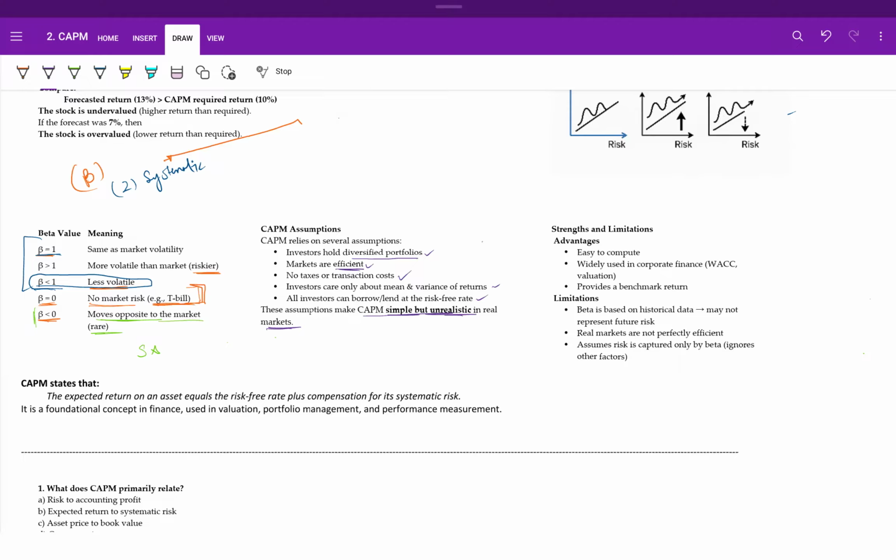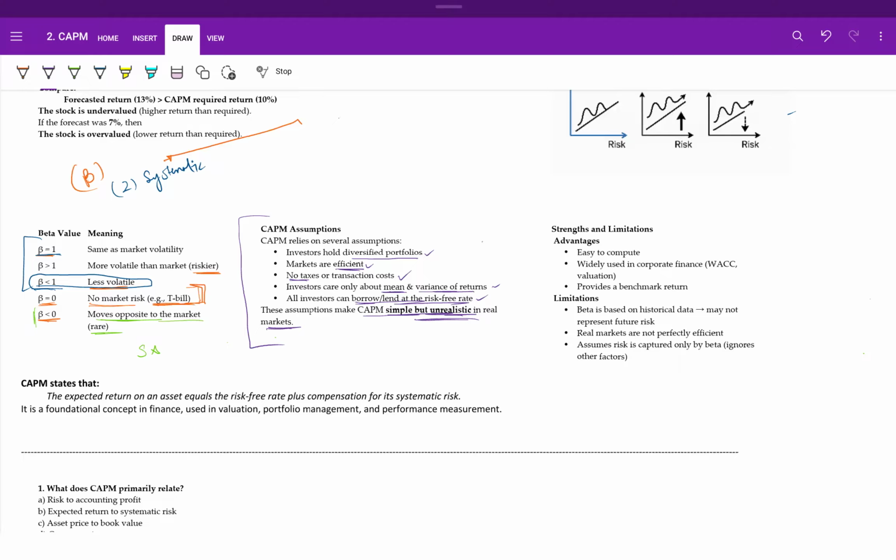They do not talk about the taxes, and they only care whether the investor is concerned about the mean and the variance of returns. And the capital asset pricing model assumes that investors can borrow and lend at a risk-free rate. So these are the assumptions made in the capital asset pricing model, and that's why it is simple, but it's unrealistic in real markets.